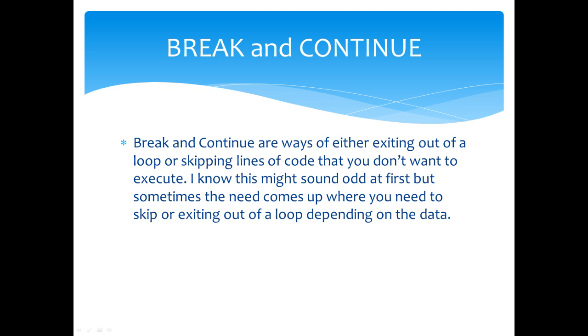Alright, next thing we're going to talk about when it comes to loops is break and continue. Break and continue are ways of either exiting out of a loop or skipping lines of code that you don't want to execute. I know that might sound odd at first, but sometimes the need does come up in certain programs or situations where you're doing a loop and you check something and you need to either skip the next line of code or skip out of the actual loop so something doesn't get executed, or completely bail out and get out of the loop altogether. Let's go back into our code here and we'll take a look at how break and continue are actually used.